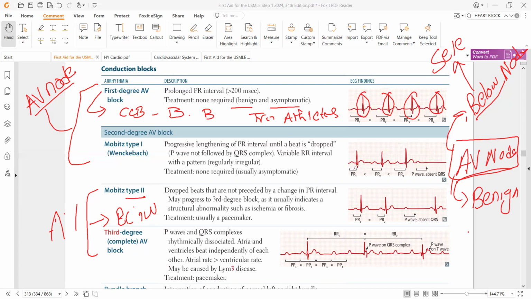okay. So this is the P wave, this is the QRS complex, right? The PR interval is prolonged, and this is progressively prolonged, and this is again progressively prolonged. So here the P wave is not followed by a QRS complex. If I extend this ECG, what happens? This again P wave.